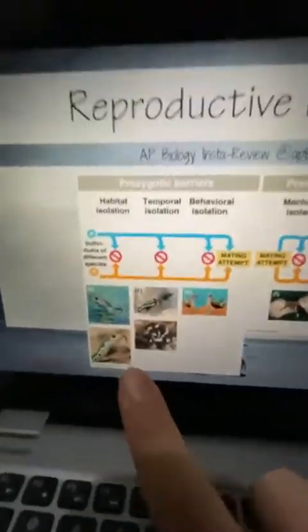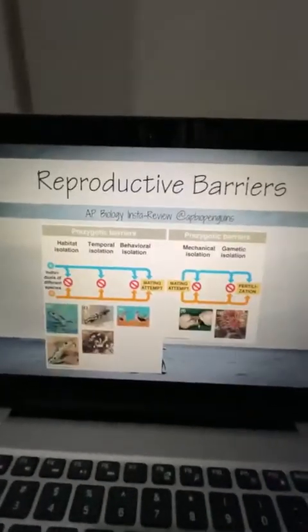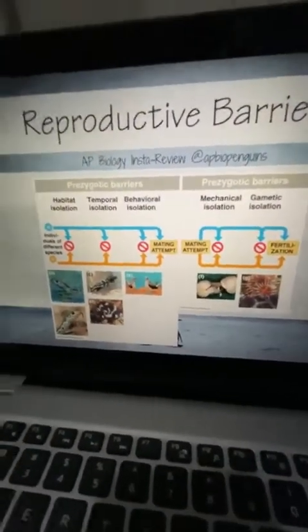They're called pre-zygotic barriers and post-zygotic barriers. A pre-zygotic barrier means it takes place before the zygote is formed, so these inhibit them from interbreeding. Post-zygotic barriers take place after the zygote is formed, so these inhibit them from being viable and fertile. Let's look here. We have our pre-zygotic barriers and our post-zygotic barriers. Sorry, these are all our pre-zygotic barriers.